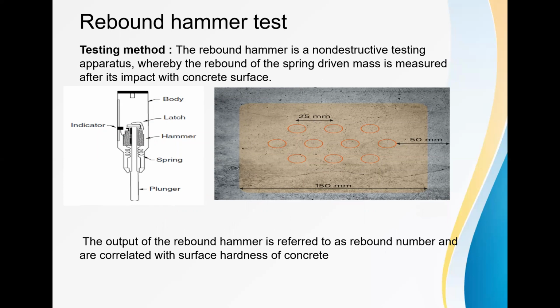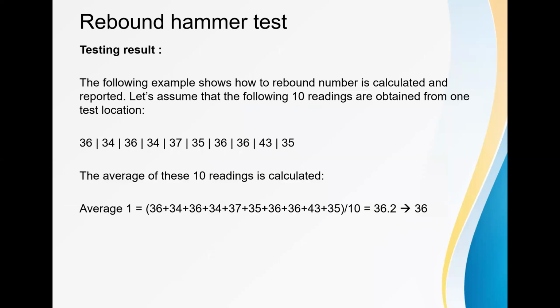Then how is the testing done? The rebound hammer is a non-destructive testing apparatus whereby the rebound of a spring-driven mass is measured after impact on the concrete surface. You can see the surface of the column or a beam at the end of the concrete structure, where all around the corner we have to leave 50 mm, and from each point we take 25 mm center to center. The instrument consists of a plunger attached to a spring, and it also has a hammer with an indicator provided. The output of the rebound hammer is referred to as the rebound number, and it is correlated with the surface hardness of the concrete.